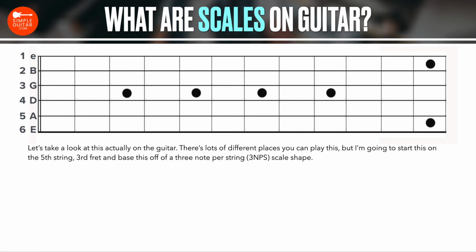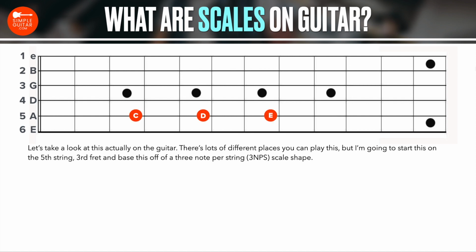We're going to look at this actually on the guitar. There's lots of different places that you can play this, but I'm going to start this on the 5th string, 3rd fret, and base this off of a 3-note per string scale shape. Now you can do this easily. You could do this starting on an open string, and you could do this along a single string. In fact, that's a really good thing to do, and you should practice that. You should do your major scale on that, but just for the sake of ease, we're going to start here on your 5th string, 3rd fret, which is a C note, and then we're going to do 3 notes per string as we go through this.